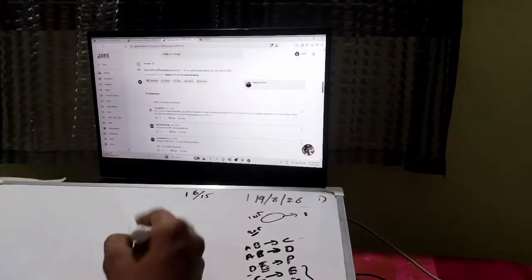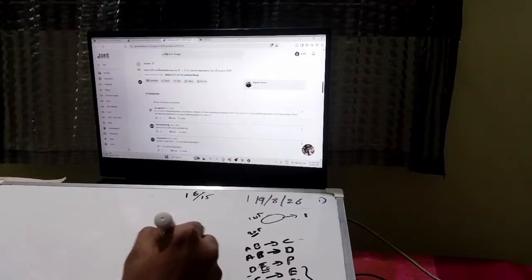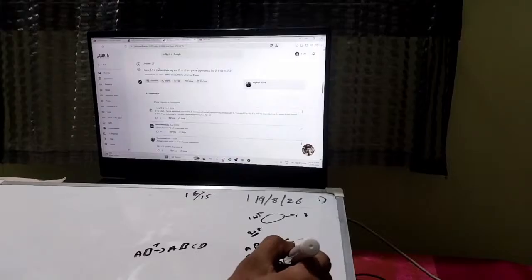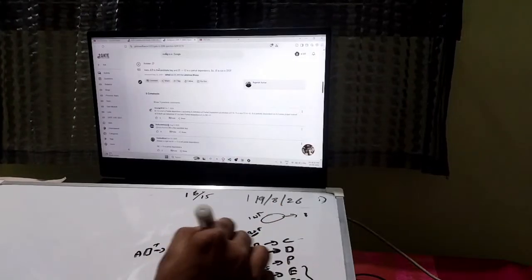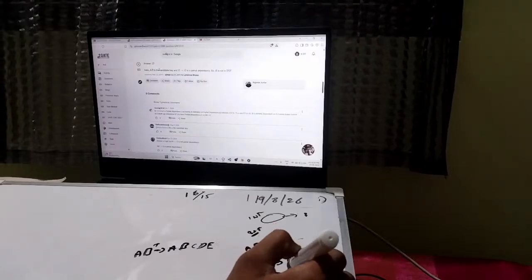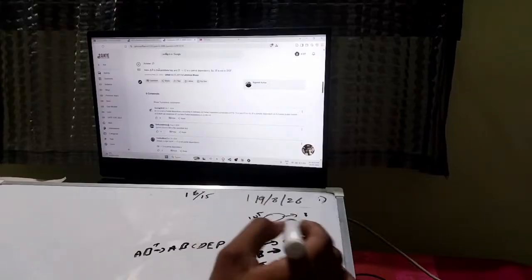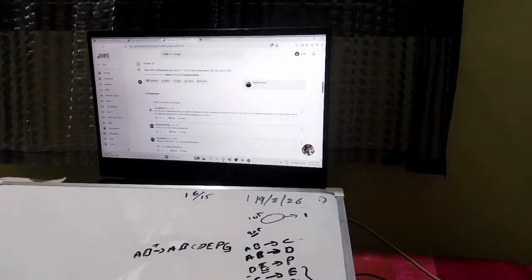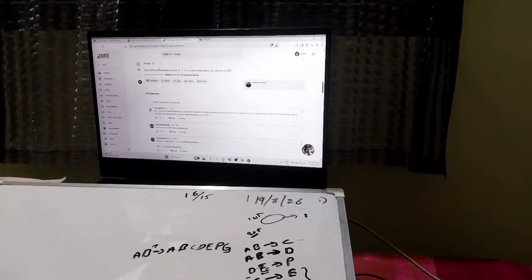Okay, first thing we'll do AB closure, we get what? AB, CD. What does CD give? We get C tends to E, and E tends to B, and B tends to G. Okay, we get everything. AB is candidate key, and B tends to G is partial dependent.